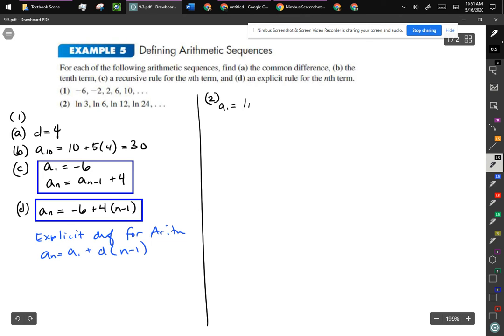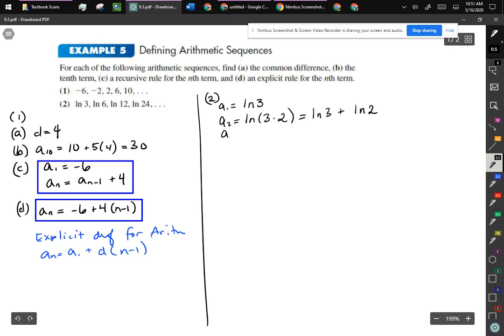And that's just ln of 3. Nothing special there, but once we get to a sub 2, it gets a little interesting because that's really ln of 3 times 2, right? Well, remember here, if we're multiplying the powers, what are their exponents doing? What are their log expressions doing? Well, they're adding. So this is ln of 3 plus ln of 2. Here you can see the addition. That common difference is ln of 2.